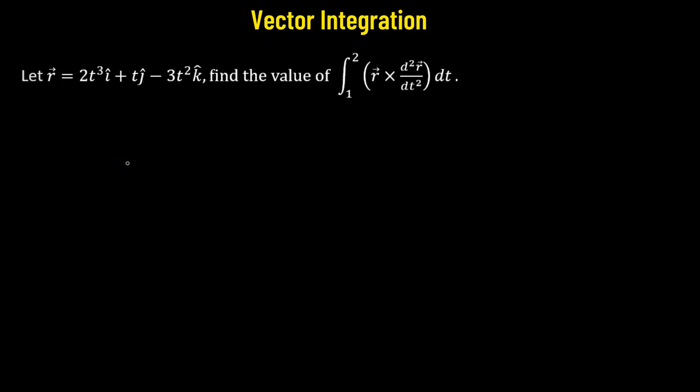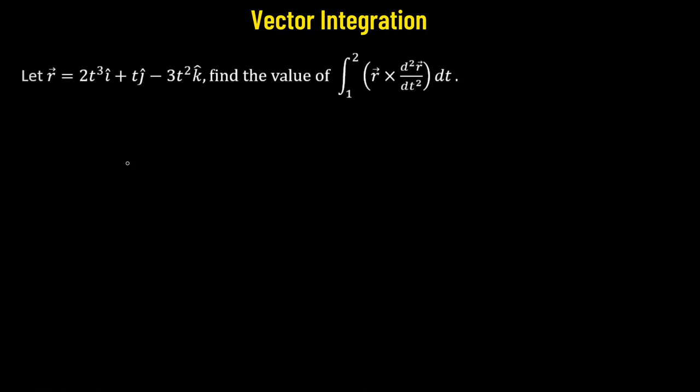Here we are provided with a vector valued function r. Using this, we need to obtain the value of this given integral. So here the integration is between the cross product of vector r and its second derivative with respect to the scalar parameter t. And we have to integrate it from limit t equals 1 to t equals 2.